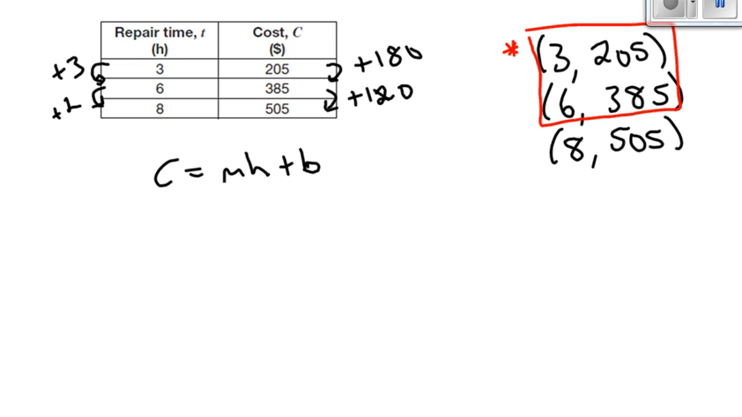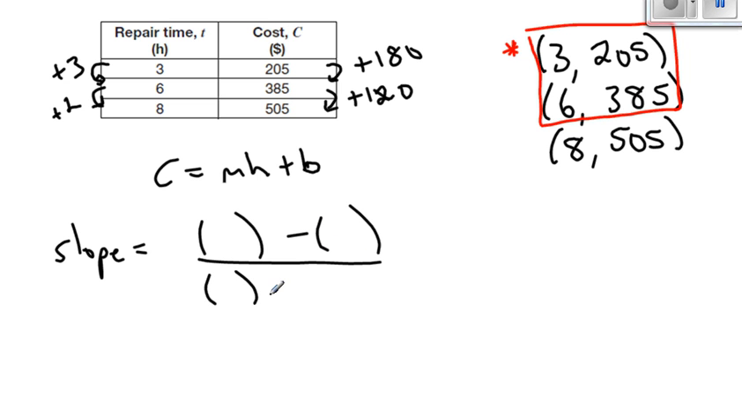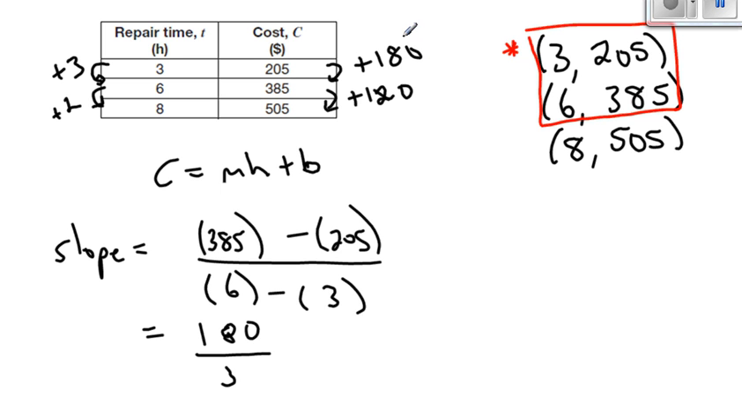So let's start by finding slope. If you have 2 points, you can use the slope formula. So slope is y2 minus y1 over x2 minus x1. So 385 minus 205 and 6 minus 3. That gives us 180 over 3. Now, what I want you to notice is I already knew it was 180 over 3. So I already knew what my slope formula was going to give me.